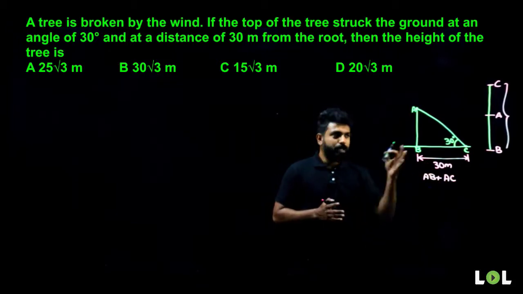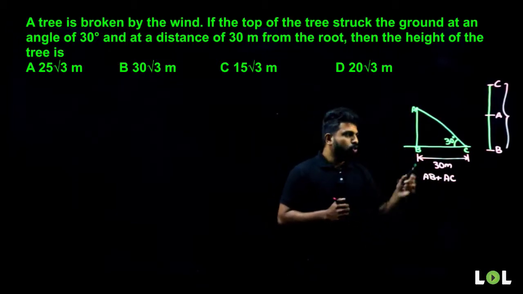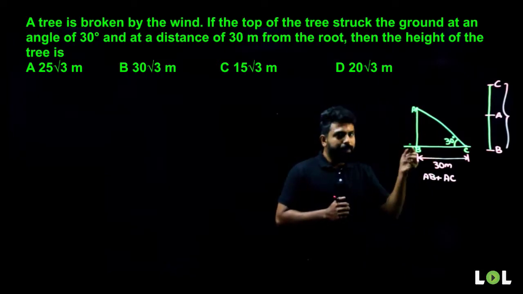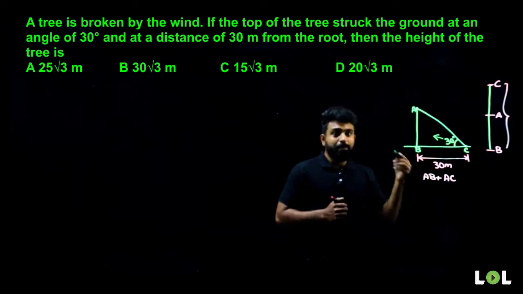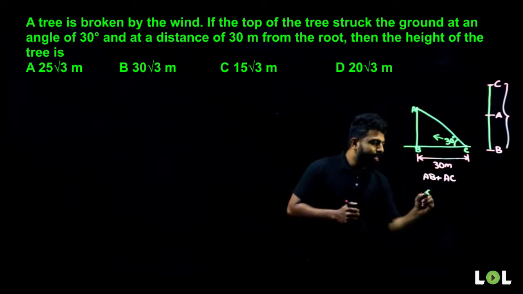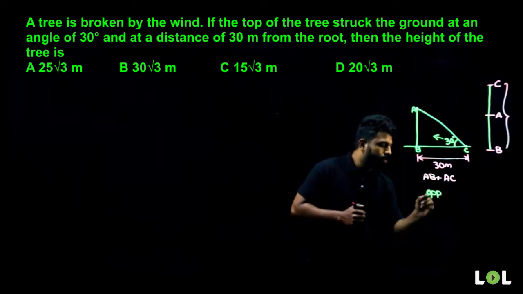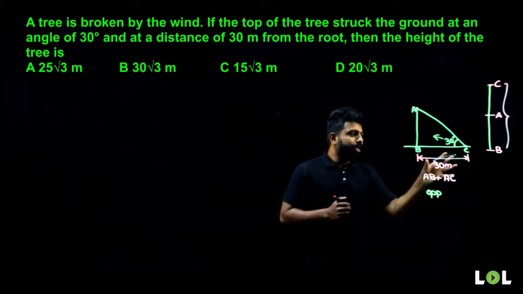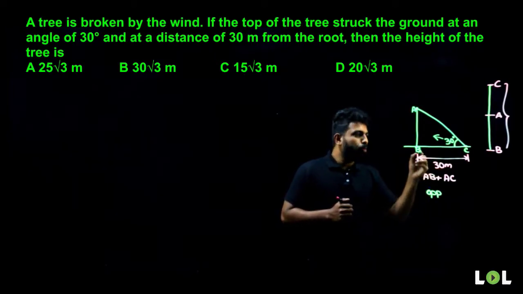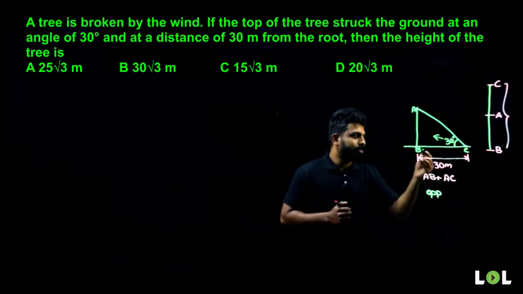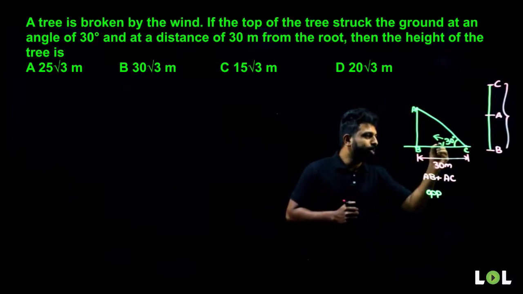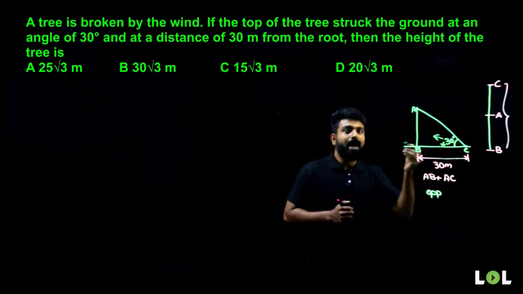So how do we find that? We will be using trigonometry. First, let me find out AB. What is AB with respect to this 30 degrees that they have given us? AB is the opposite side, so I'll take it as opposite. Next, which length do we know? We know the distance between the foot and the broken part, that is 30 meters, BC. So what is BC with respect to 30 degrees? It is my adjacent side.